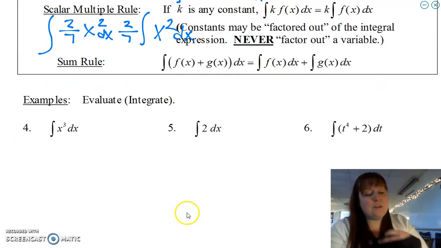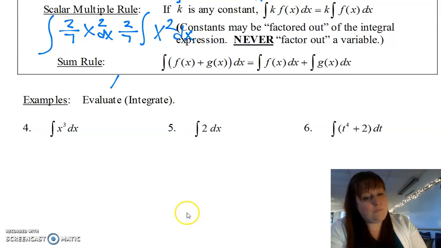The sum rule is the same. Like, if I had x squared plus 3x, I could derive each one of those individually. Integral is the same thing. I could take the integral of x squared plus the integral of 3x.